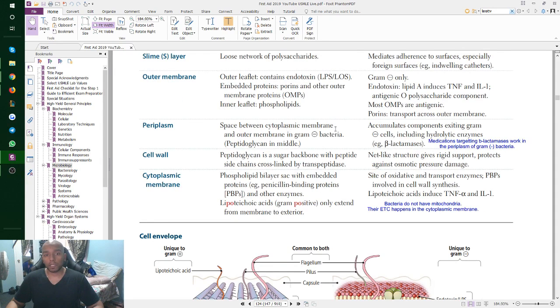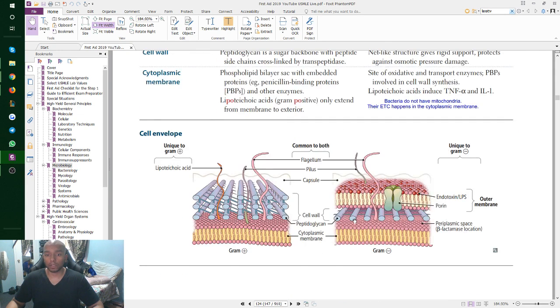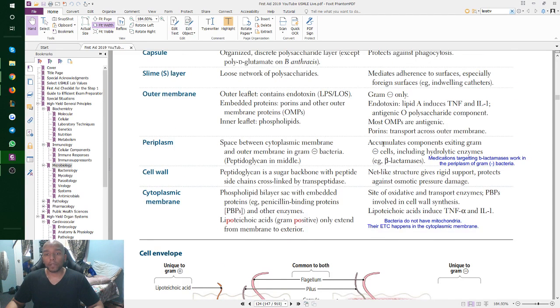Periplasm is the space between the cytoplasmic membrane and the outer membrane in gram-negative bacteria. Peptidoglycan is in the middle, which is your single cell wall right there. It accumulates components exiting gram-negative cells, including hydrolytic enzymes like beta-lactamases. Right? So medications targeting beta-lactamases work in the periplasm of gram-negative bacteria.